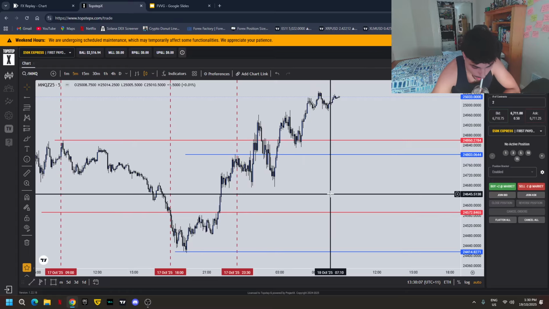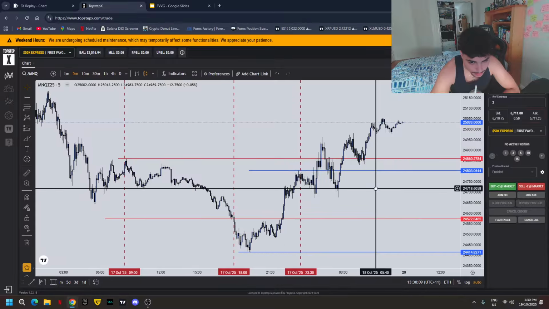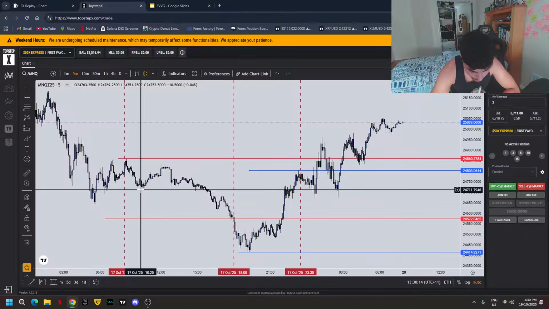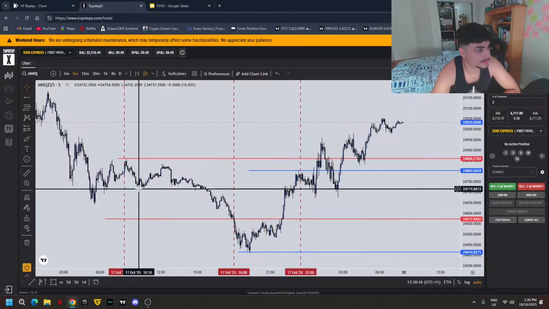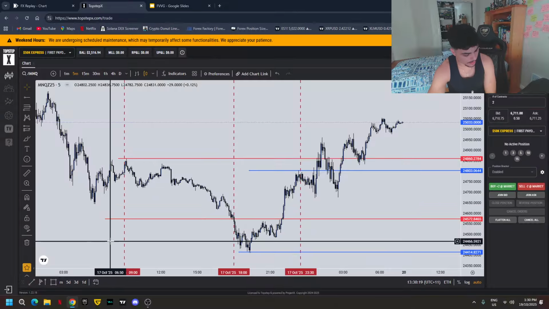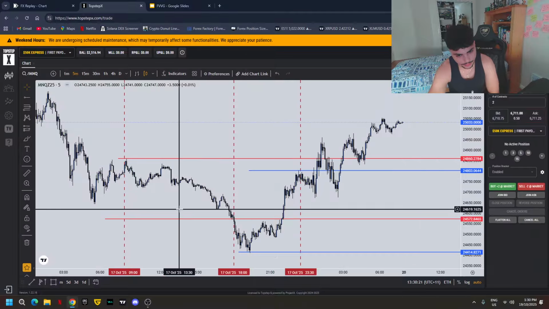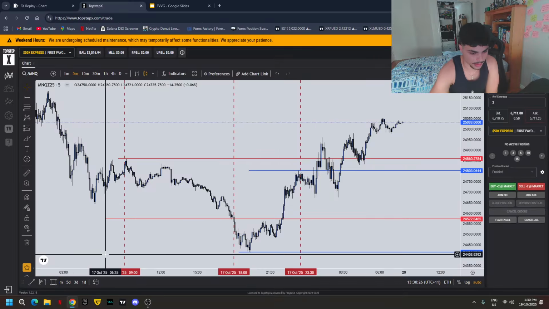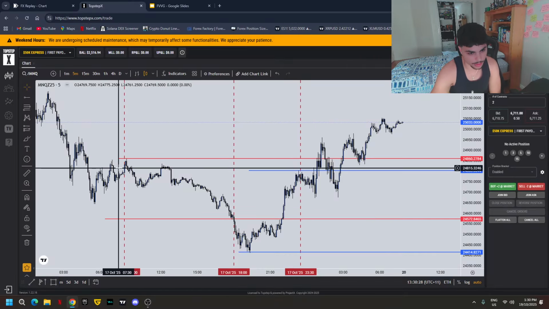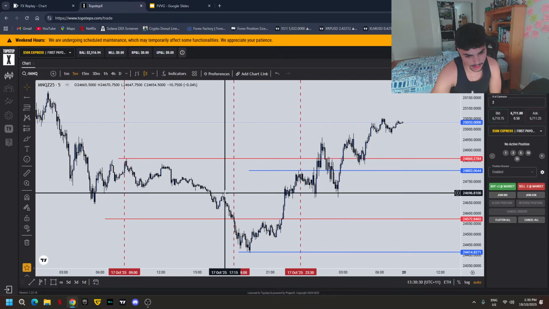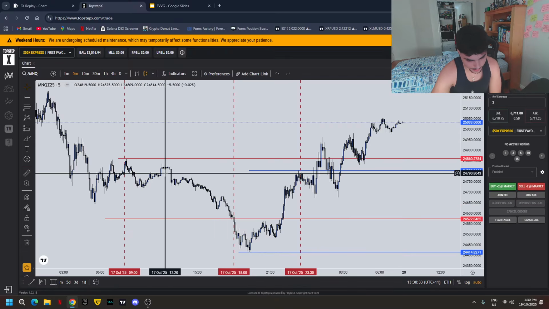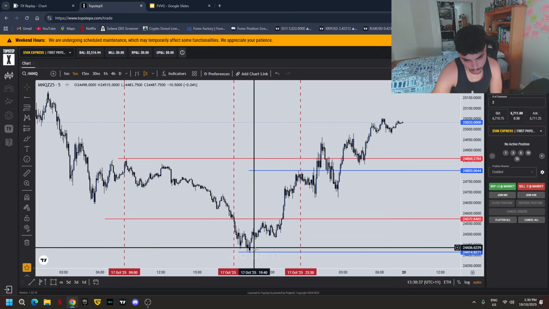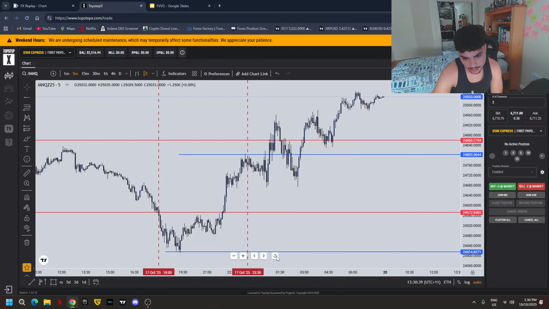What do we see here? We see manipulation plus reversal and new session continuation. So we got a bit of manipulation going on here. Asia session, boom, manipulation. Over here also, and this is when we got the reversal going up, and this is where the continuation.